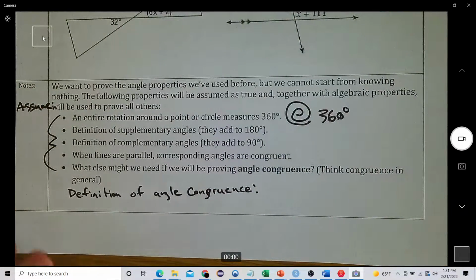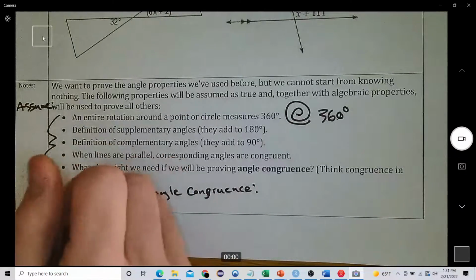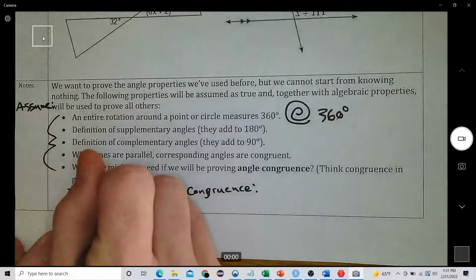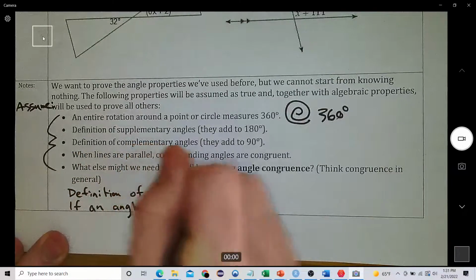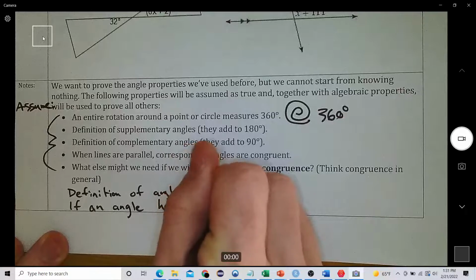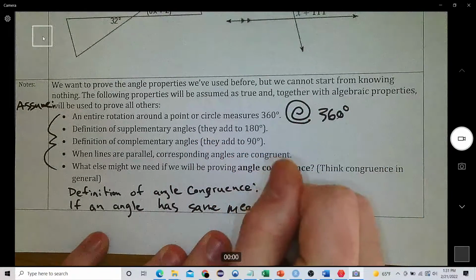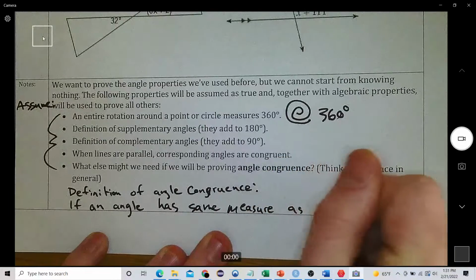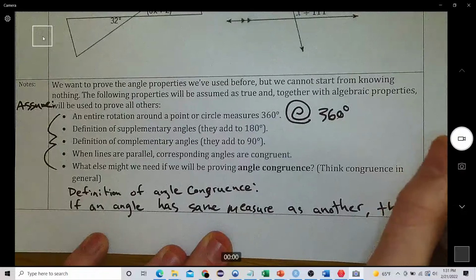And it's pretty simple. It's almost identical to segment congruence. If an angle has the same measure as another, then they are congruent.